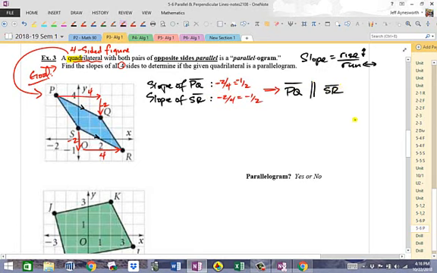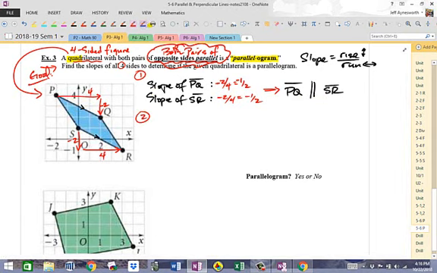Now to be a parallelogram, both pairs of opposite sides must be parallel. Both pairs of opposite sides must be parallel. Let's highlight that. It's not enough to check one pair, you have to check the other pair. So that's step 1. Now we have to go to step 2. We have to look at these other pairs.